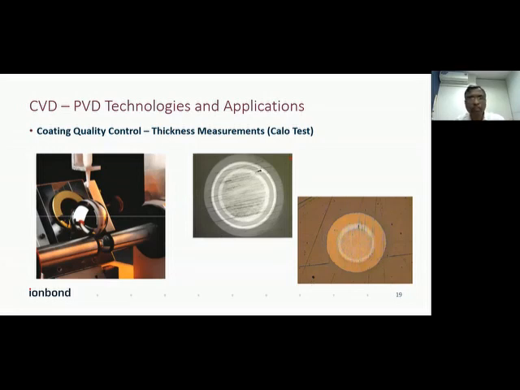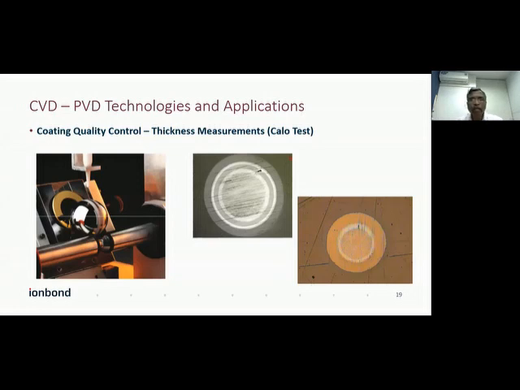So sometimes it is very difficult to do the characterization on the tool itself. So we need to have a test coupon along with that coating batch, do the coating, and do the characterization on that test coupon to correlate what we are having on the tool.